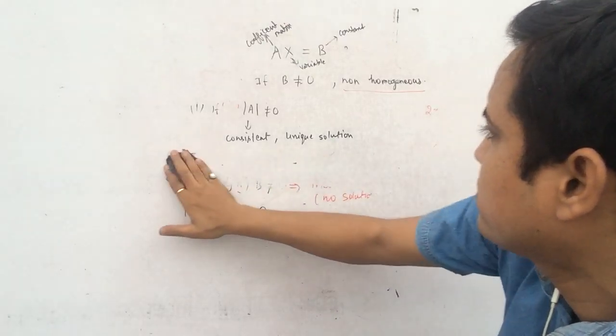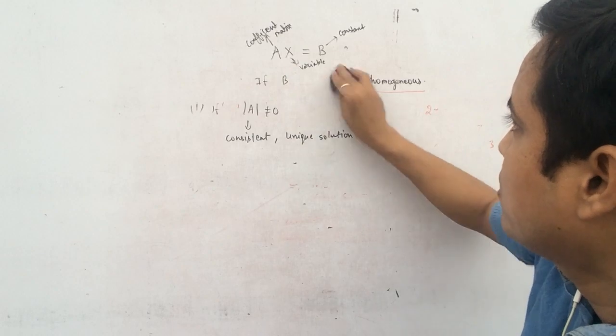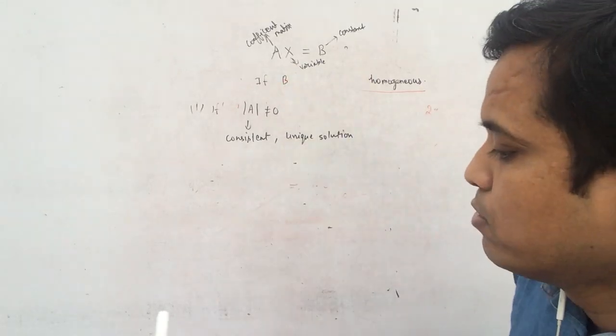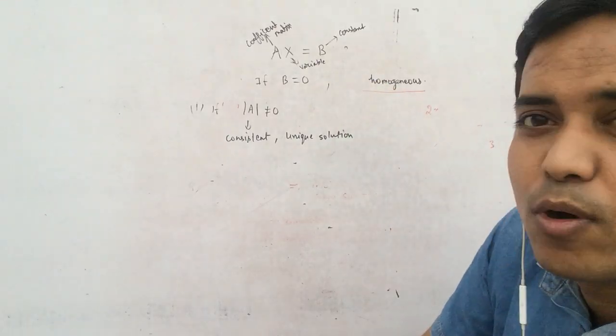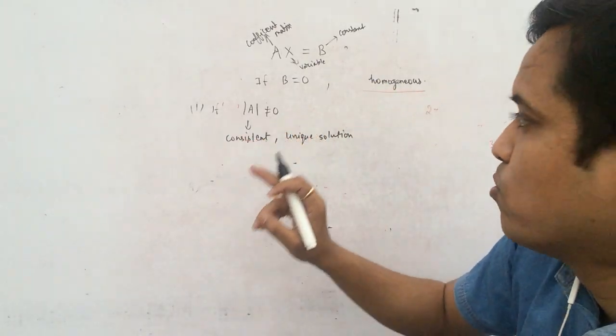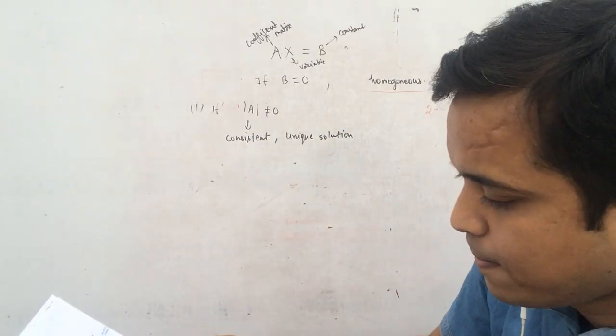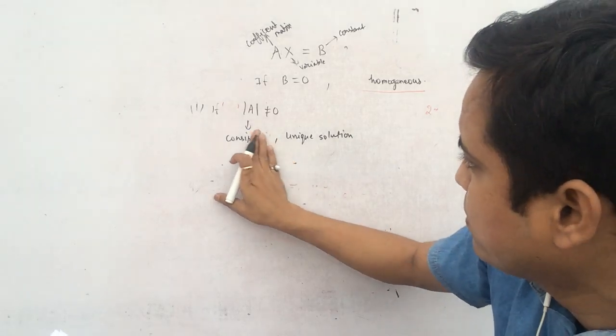The second case: if B is 0, the system of linear equations is called homogeneous. So in this case, if the system of linear equations is homogeneous, the cases are here. If the determinant of A is not equal to 0, then what would happen?